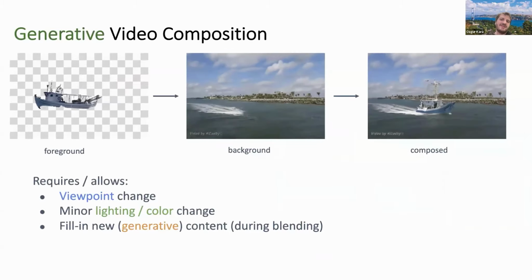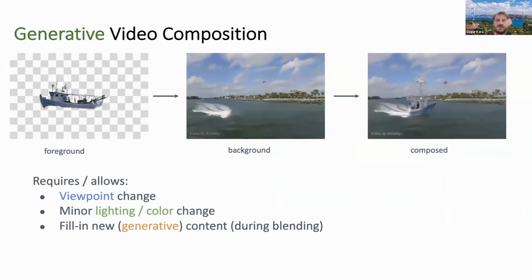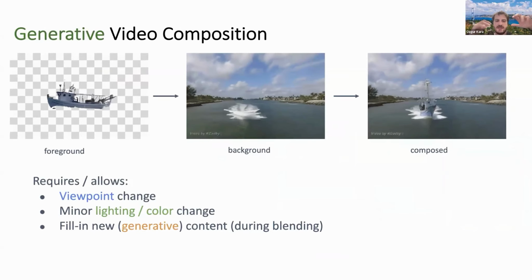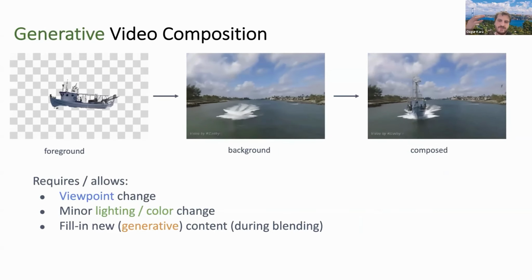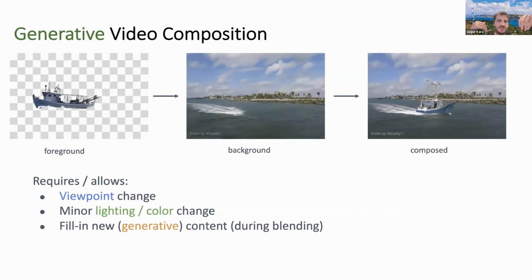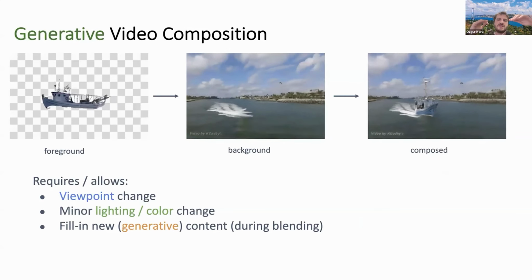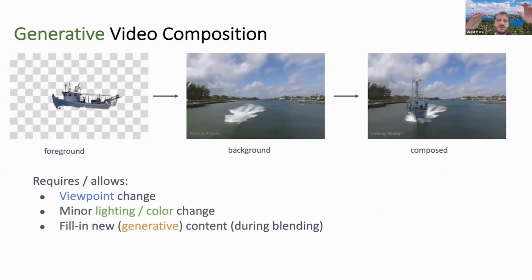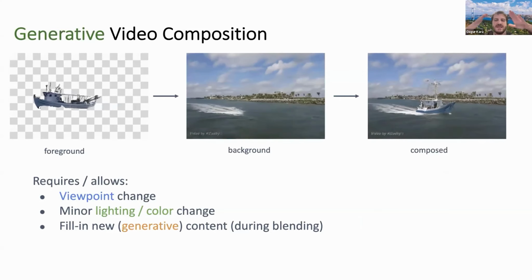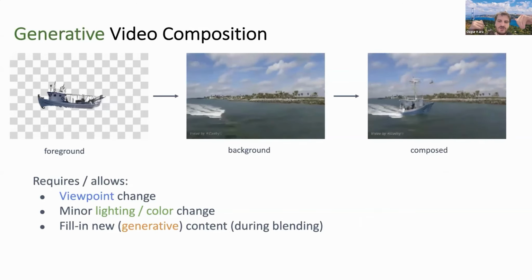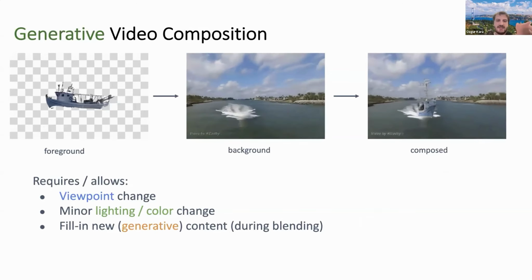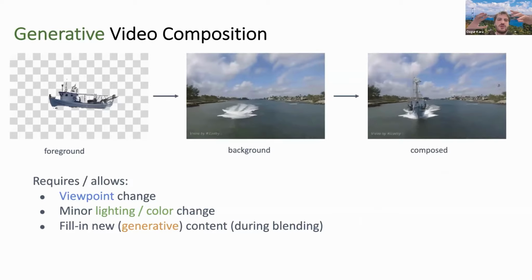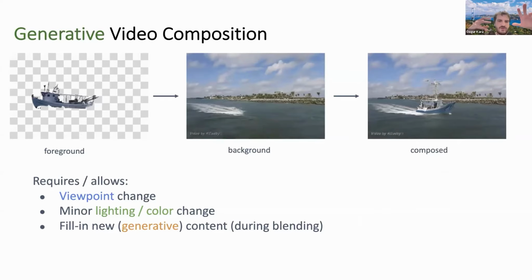But in contrast, generative video composition, which is the task that we addressed in our paper, aims to go further. So we want to allow for viewpoint changes, lighting corrections, and most importantly, filling in new generative content during the blending process. So if you place a boat in water, the model should generate the wake and the reflections that weren't there in the original foreground clip. And you can see one example. It should also learn how to rotate the pose of the boat to make sure that it's consistent with the background video.